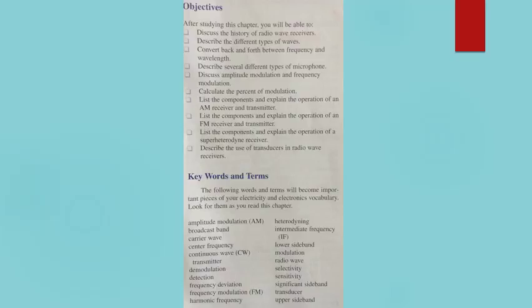radio wave receivers. Some of the keywords in this chapter are amplitude modulation or AM, broadcast band, carrier wave, center frequency, continuous wave or CW, transmitter, demodulation, detection, frequency deviation, frequency modulation or FM, harmonic frequency, heterodyning, intermediate frequency or IF, lower sideband modulation, radio wave selectivity, sensitivity, significant sideband transducer, upper sideband, and just to repeat the word, the term is continuous wave transmitter. That is CW for continuous wave transmitter.